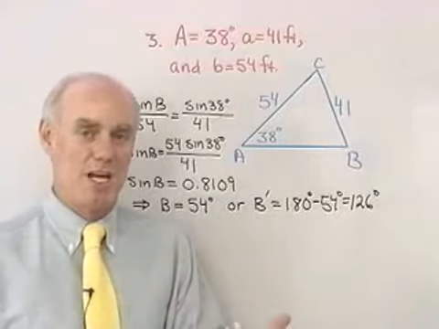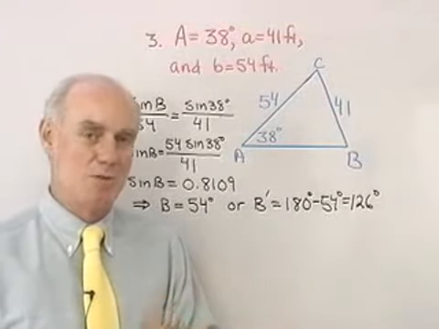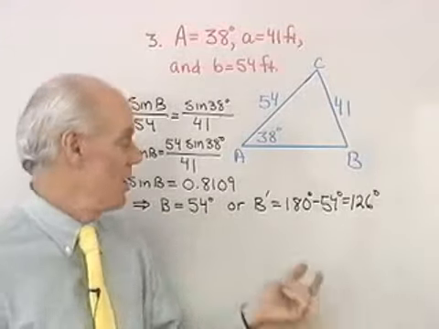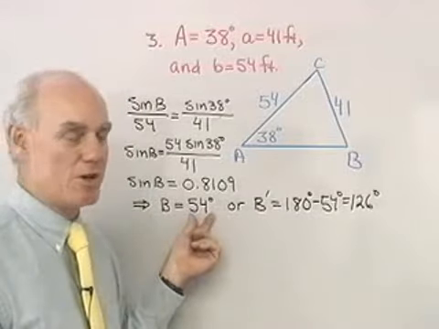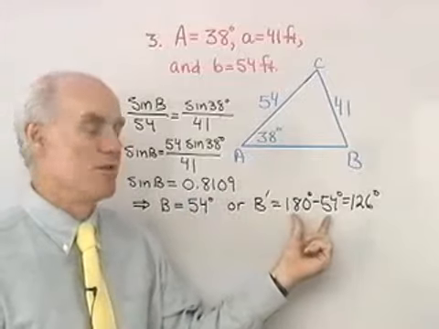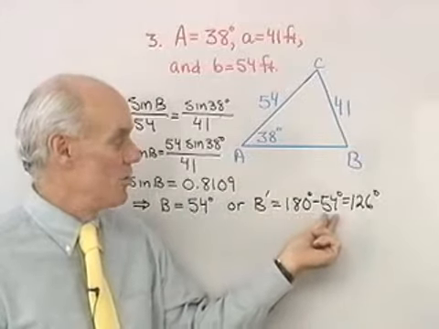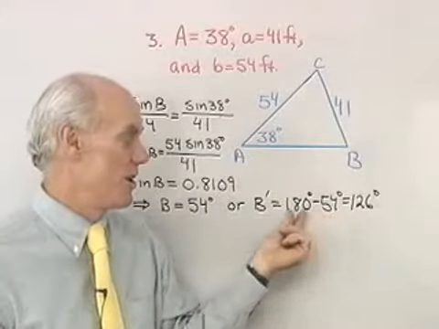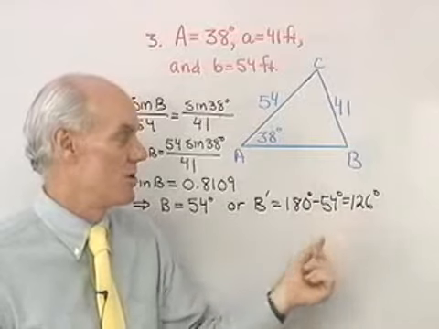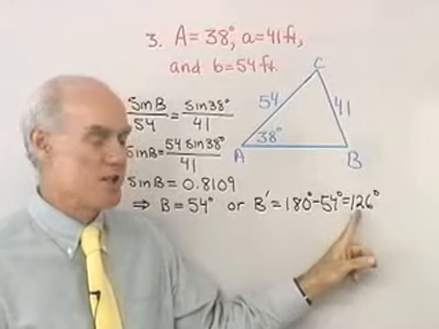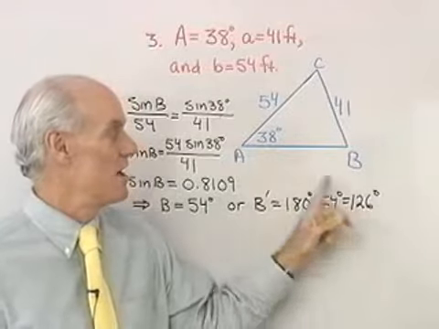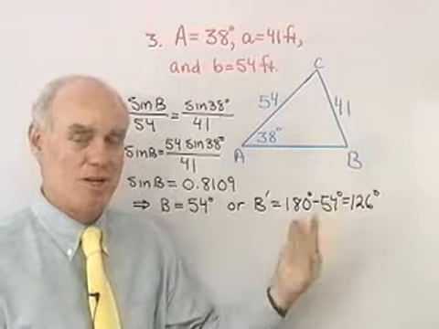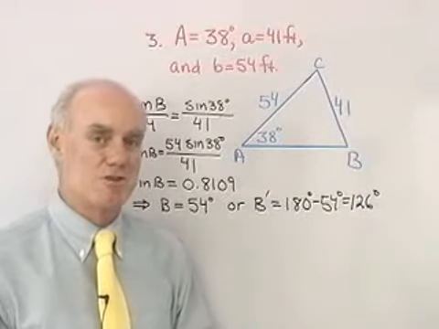I know B is an angle in a triangle, so it has to be between 0 and 180 degrees. Well, my calculator gives me this value when I use the inverse sine button, 54 degrees. Then I have to include this value, the angle whose reference angle is 54 degrees. So 180 minus 54 degrees is 126. Now I'll just check and see if this is a possibility. 126 degrees and 38 degrees, that's less than 180 degrees, so I do have two triangles that fit this description.